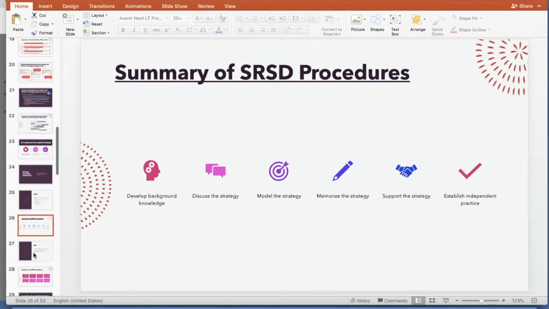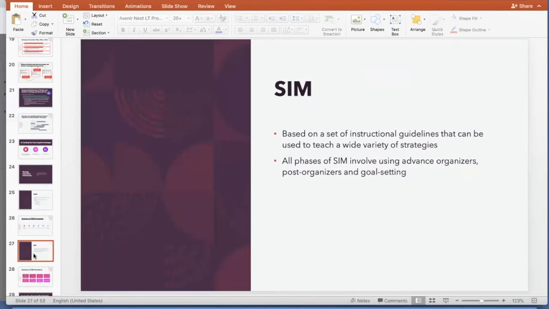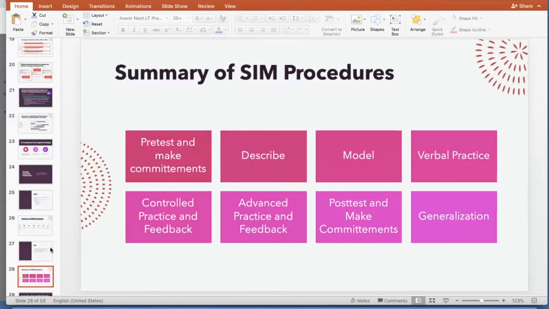In the PowerPoint, I have links in the notes for these slides to send you to resources for more information if you want to learn more about SRSD or the Strategic Instruction Model. The Strategic Instruction Model is also evidence-based, and the set of steps that the SIM works through is similar to SRSD, but a little bit different.